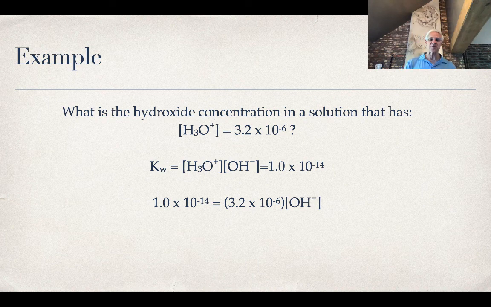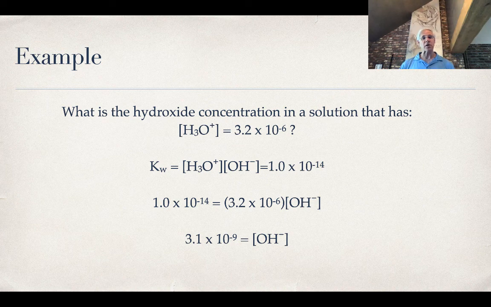So I take 1 times 10 to the minus 14, I divide by 3.2 times 10 to the minus 6, and I get my hydroxide ion concentration here. And what we end up with is 3.1 times 10 to the minus 9 for my hydroxide ion concentration.